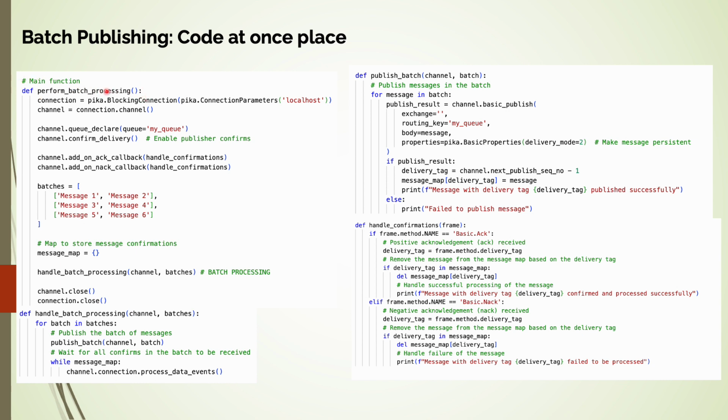Perform_batch_processing establishes a connection to RabbitMQ, creates a channel, enables publisher confirms, declares a queue, registers the acknowledgement callbacks, defines message batches, initializes the message_map dictionary, and initiates the batch processing by calling handle_batch_processing.